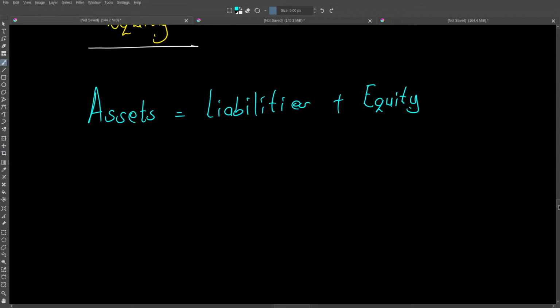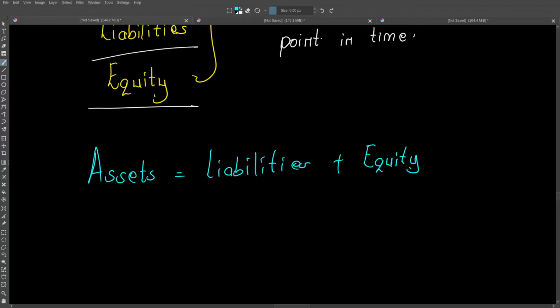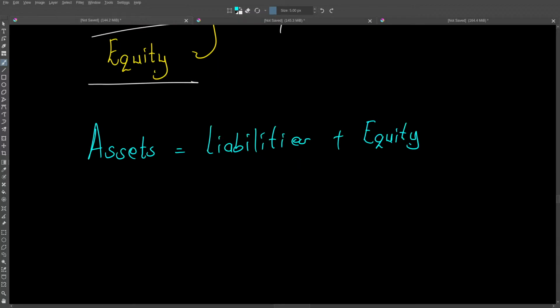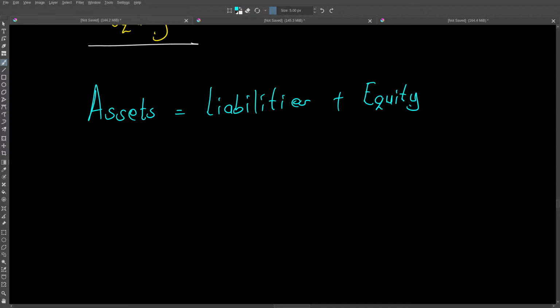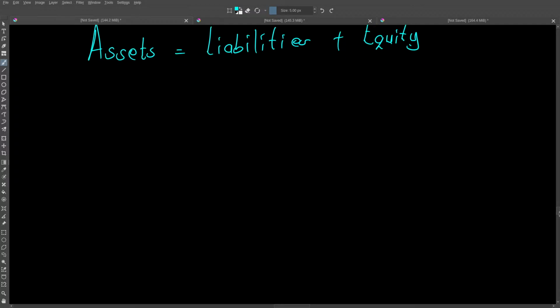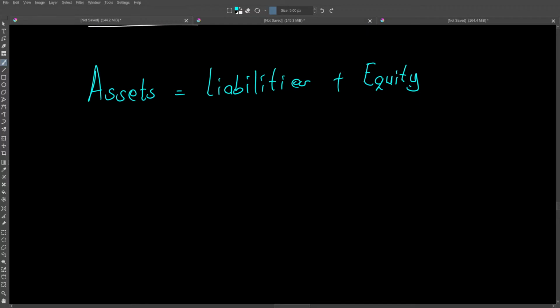So we say the assets of a business equal liabilities plus equity. That is one of the main things you should understand when looking at the statement of financial position. When you want to prepare it, you've gone through the whole accounting process, from recording the transactions as they happen, to coming up with the trial balance. When you come up with the trial balance, you also do the period end adjustments.